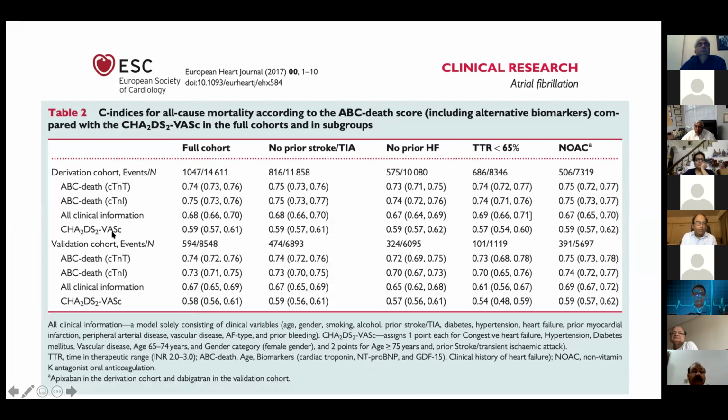As you can see, the CHADS-VASc score had a C index of 0.59, while the ABC death score had a C index of 0.74, which was much better as compared to CHADS-VASc. And of course, all these scores also have confidence intervals. If the confidence interval includes 0.5, like here in the last row where it shows 0.48, this becomes non-significant. We don't attach much significance to it.